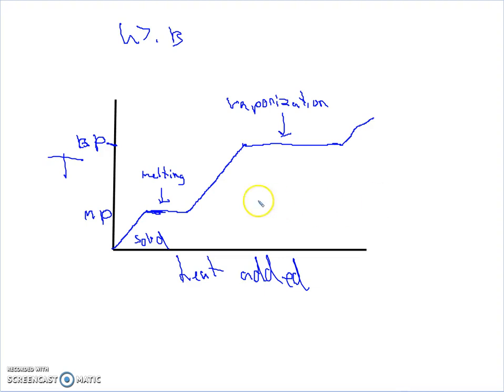Okay, so it's a solid right here. I'm just going to switch to using letters. This would be a solid and a liquid. This would be just a liquid. Here it's vaporizing, so we have liquid and a gas in the same container. And then here it would be just a gas. Okay, so make sure you know where the phase changes are happening and what phases are present along each section of the heating curve.